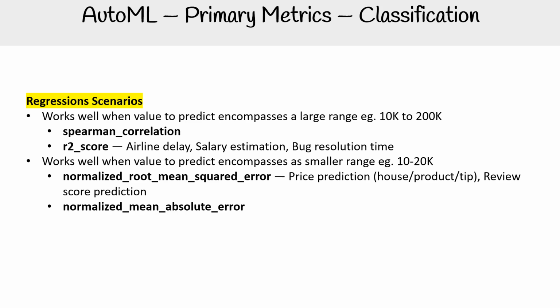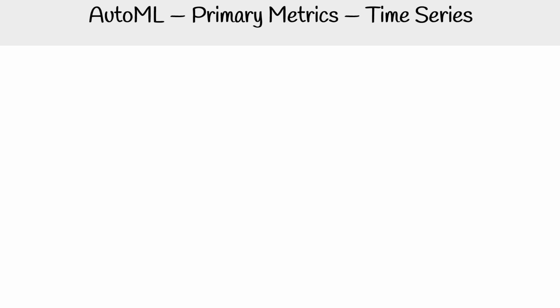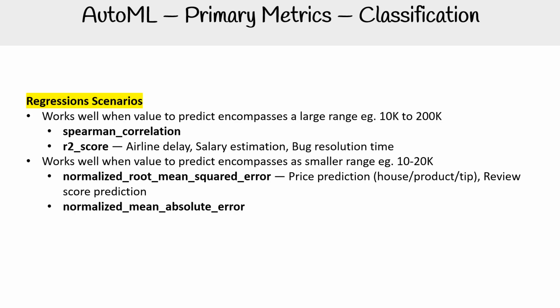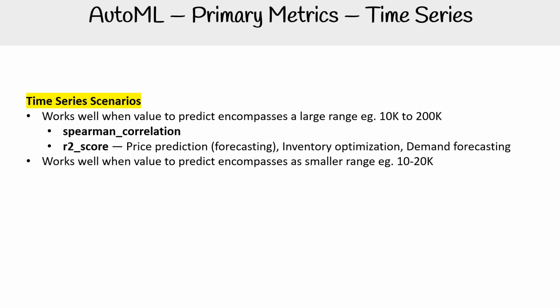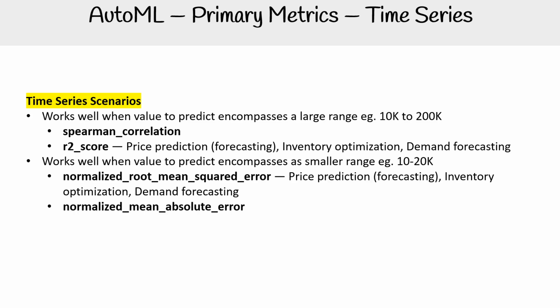score predictions. For normalized mean absolute error, it's going to be just another one here. They don't give a description. For time series, it's the same thing. It's just in the context of time series, so forecasting, all right?